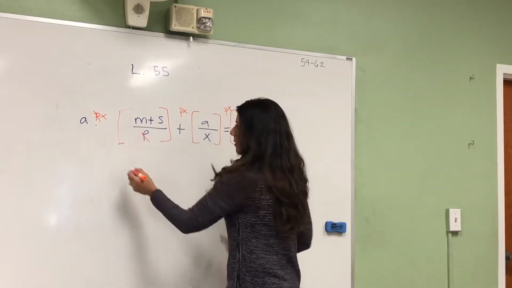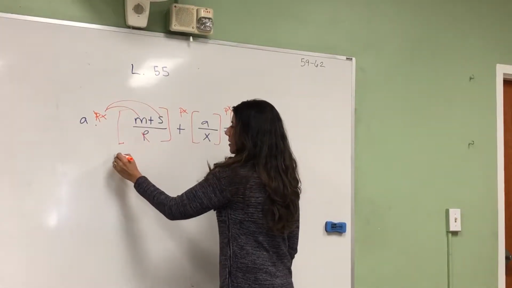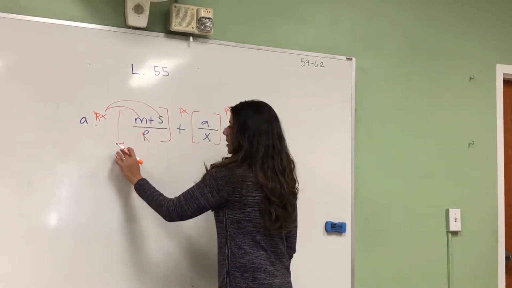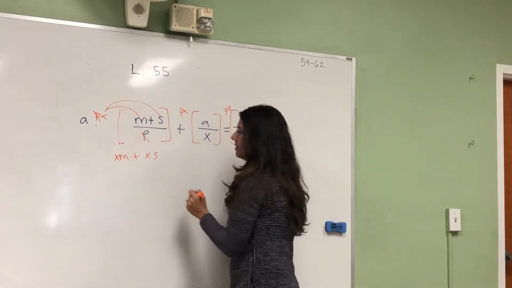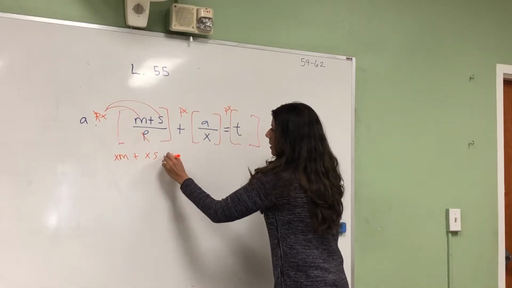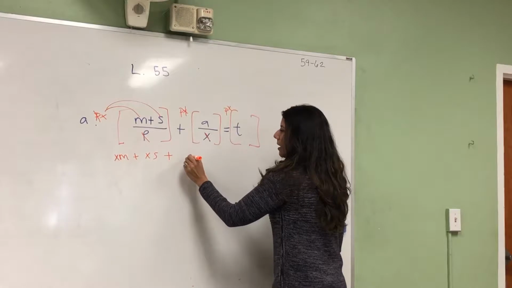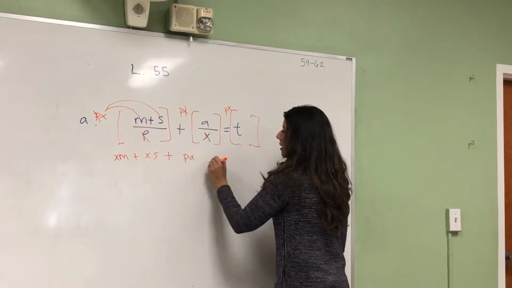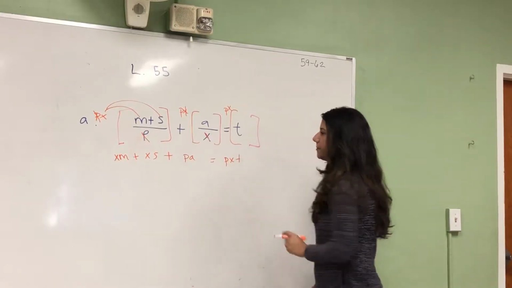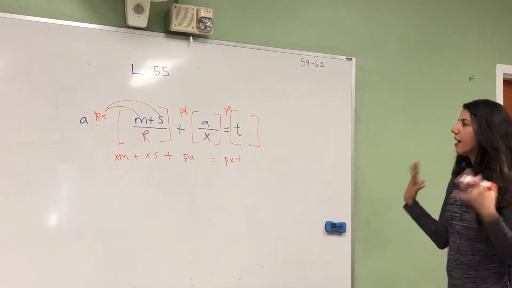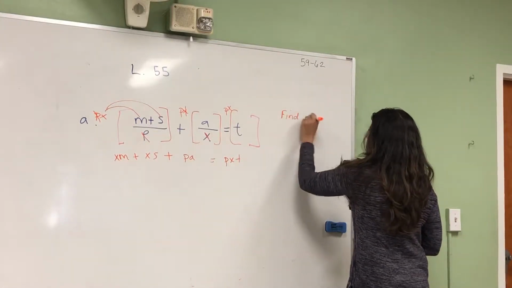Okay, so what happens here when we multiply PX by this? The P's are gone, yay. And then we can distribute the X, so we get XM plus XS. Here the X's divide out, right? And we get PA. And then here, we just get PXT. And we always have to keep going back. What was our point? What are we trying to find here? We're trying to find P.